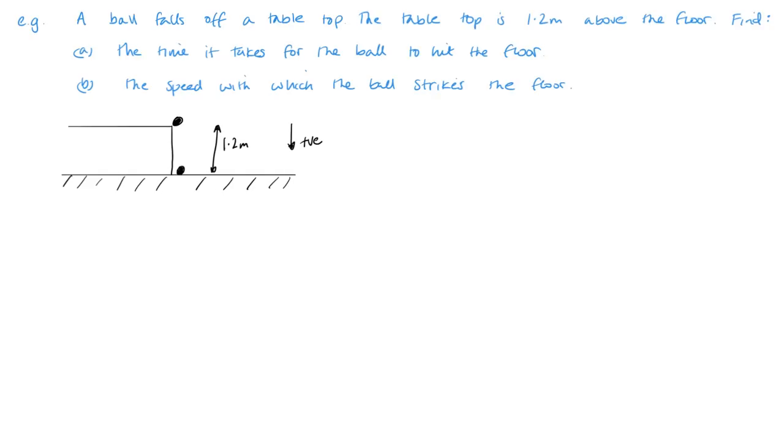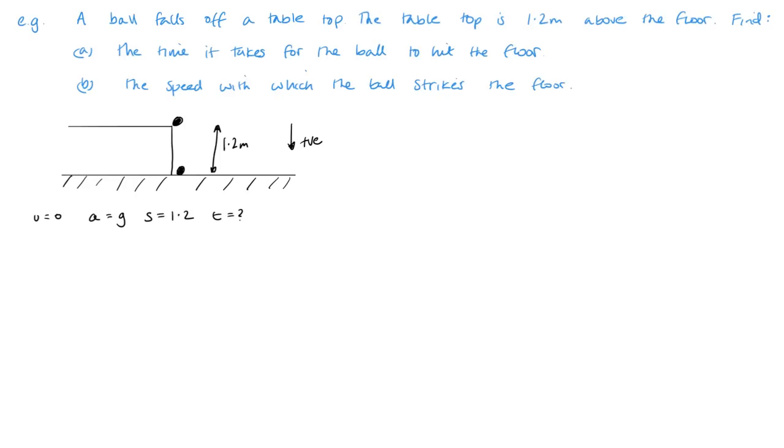So I'm going to take my downward direction as positive. If I take this downward direction as positive, u is going to be equal to 0 because it's not being thrown with any speed, it's just falling off. So it's going to start at 0. a is going to be g, which is 9.8, and it's going to be a positive g because my downward direction is positive. s is going to be 1.2, and in this first instance I want to find t.